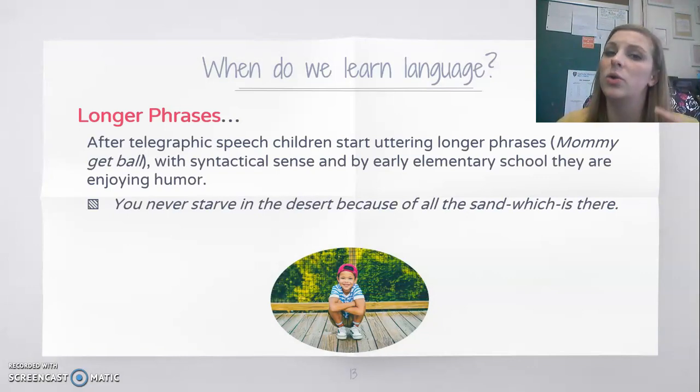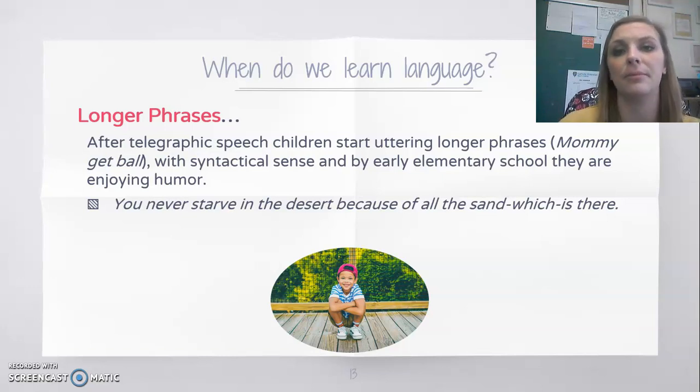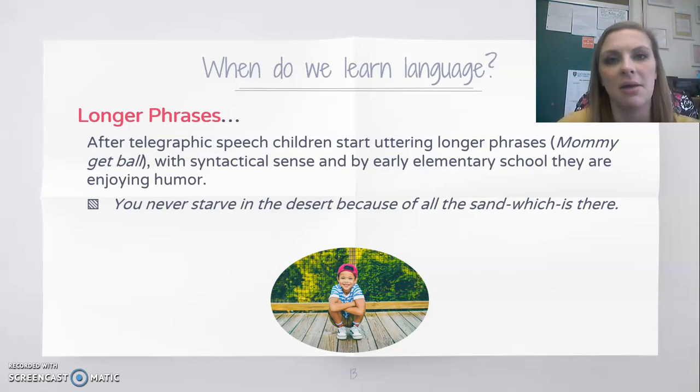After this, we have our longer phrases. After telegraphic speech, we start getting 3 or 4, sometimes longer phrases that make some syntactical sense. And by that early elementary school age, they're able to really understand humor. So like this joke here, you never starve in the desert because of all of the sand which is there. Like, they get that sandwiches and sand which is, that's funny, right? That's humorous, that we've made sense. They understand that words put together in a certain way can mean different things.